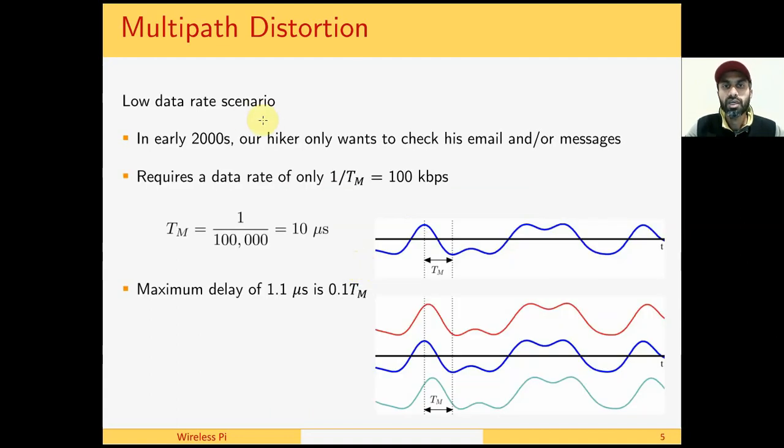Assume that the year is early 2000s and our hiker only wants to check his email or messages. We say that this is a low data rate scenario. This requirement can be satisfied with a symbol rate of 100 kilobits per second. Since we are considering binary modulation, our symbol rate is the same as the bit rate. The symbol time is then given by the inverse of this bit rate, and it is 10 microseconds. This means that the time interval over which a symbol is sent is 10 microseconds.